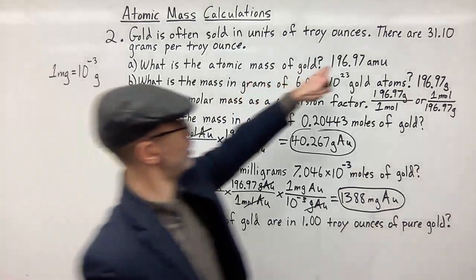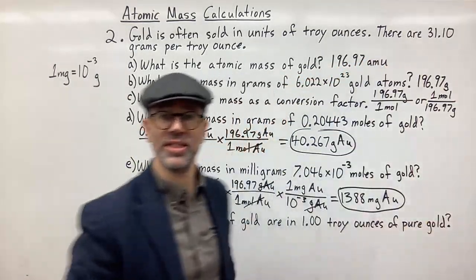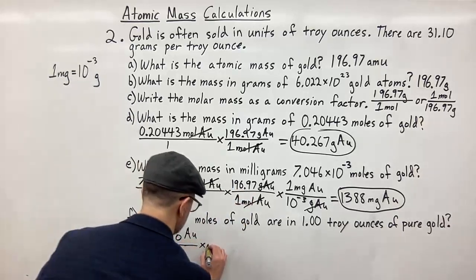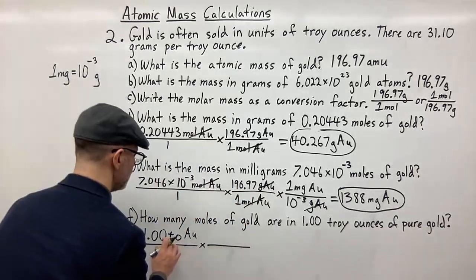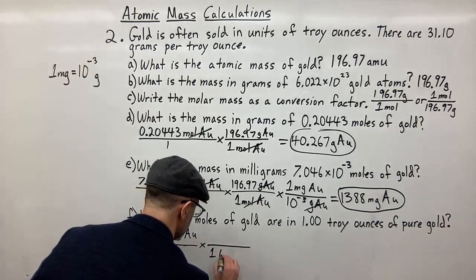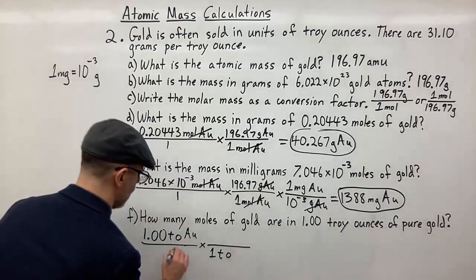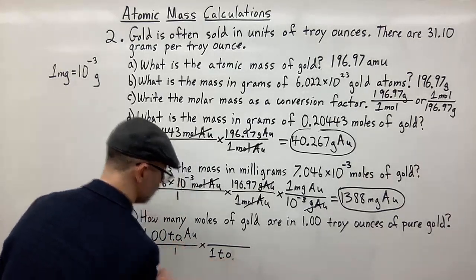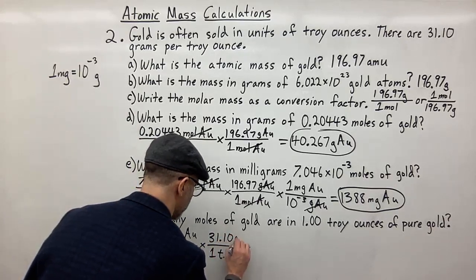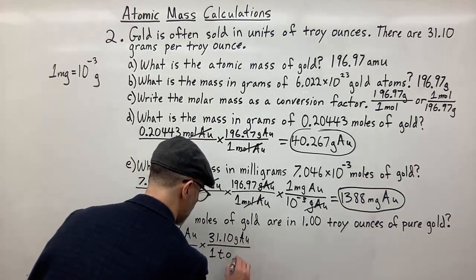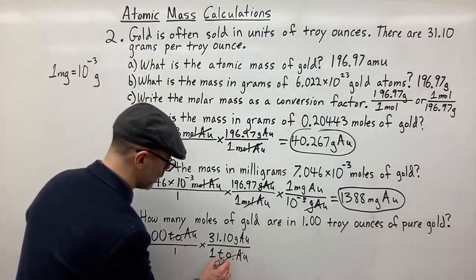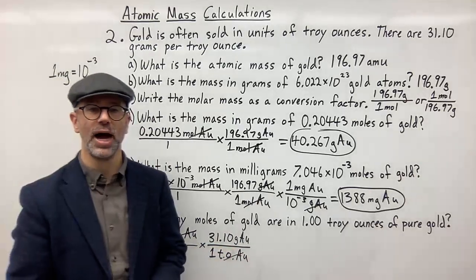We know that 1 troy ounce is equal to 31.10 grams. So we're going to use that as a conversion factor. Since I have troy ounces on the top, I'm going to put 1 troy ounce on the bottom and 31.10 grams of gold on top. I forgot my gold here. So troy ounces of gold cancels out. Now I have grams of gold on the bottom.